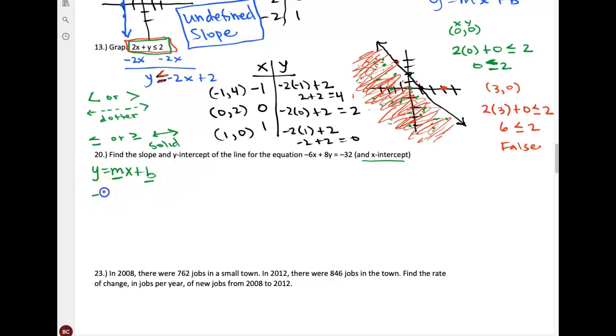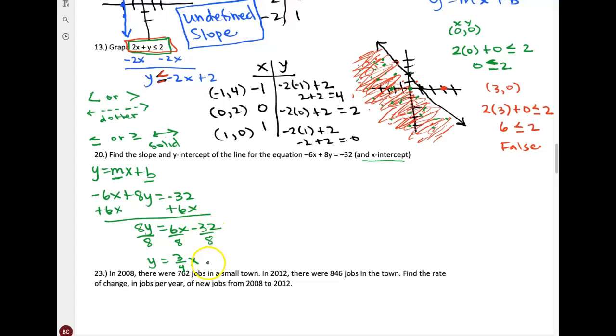Right, so let me move this over here. So if I have -6x plus 8y equals -32, I'm trying to solve for y, so let's add the 6x over. So I'll get 8y equals 6x minus 32, and then divide everything by 8. So y equals, well, 6/8 can reduce, right? 2 will go into both of those. So that will really be 3/4 x, and then -32 divided by 8 is -4.